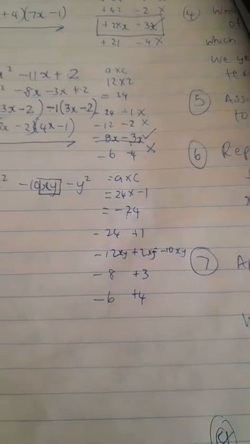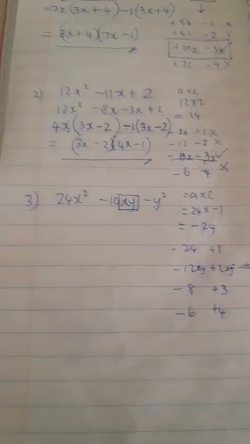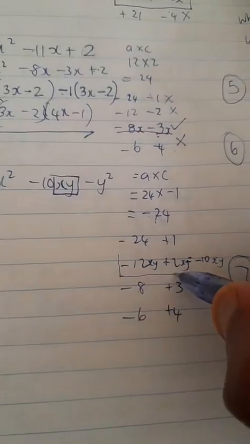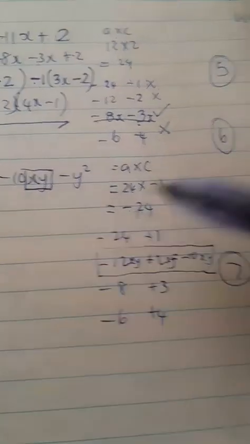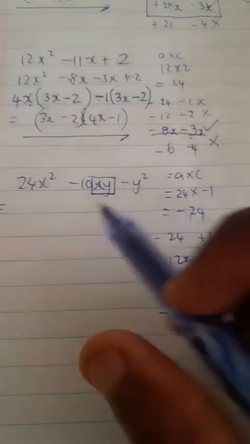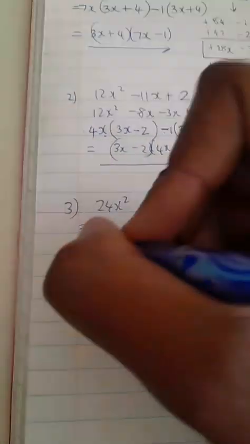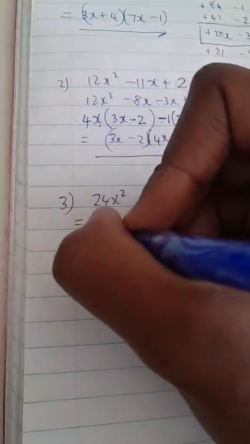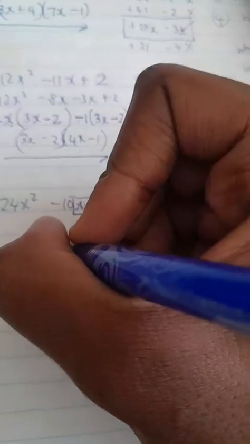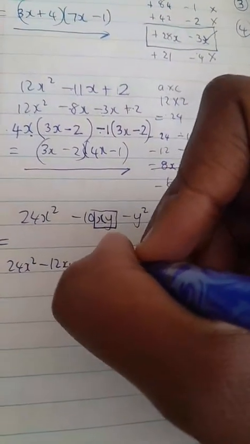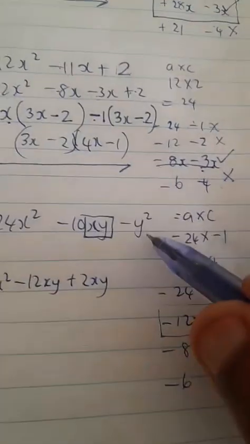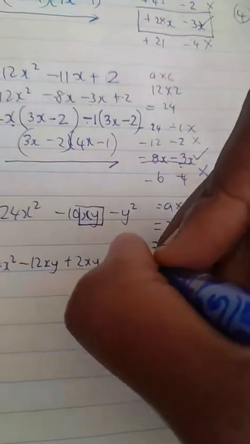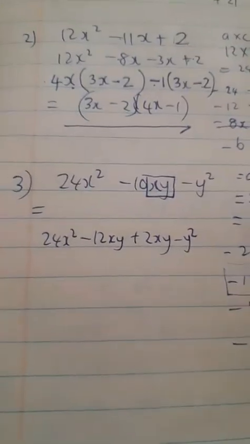Okay, let's go. And then after we do that, we assign xy. We go and replace. Replace where? In the place of negative 10xy. 24x squared. In the place of negative 10xy, we are going to write negative 12xy followed by positive 2xy followed by that negative y squared that you all love and know.